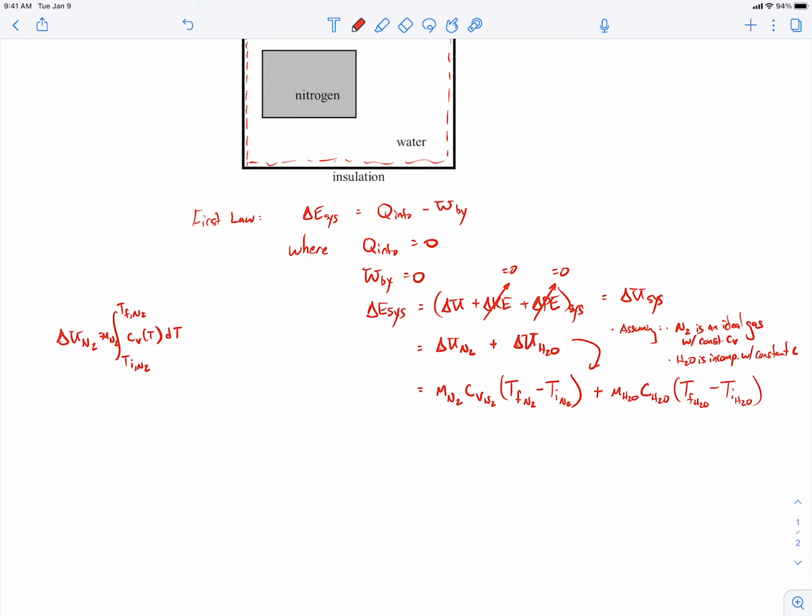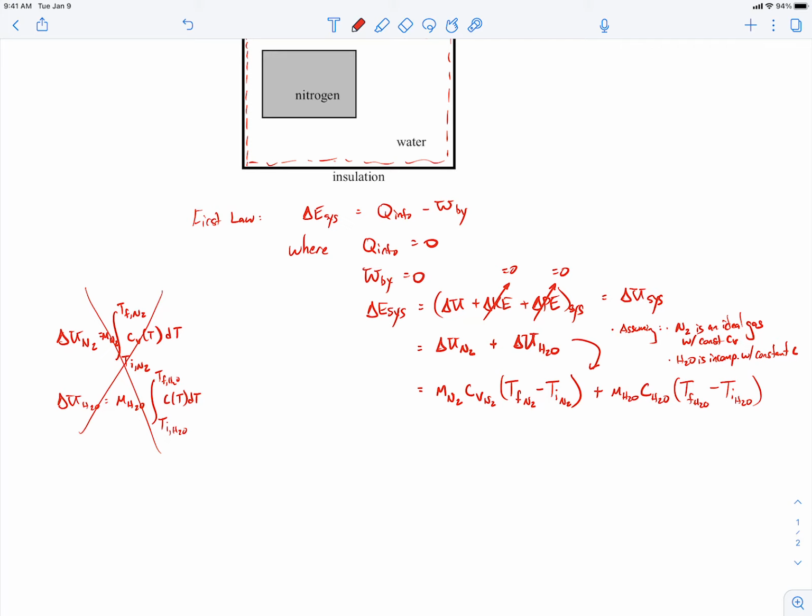And similarly, if I assume that the specific heat for the water wasn't a constant, I would have to write that as the mass of the water integrating from the initial temperature of the water to the final temperature of the water times C, which would be a function of temperature, times dt. So that's how I would account for the specific heat variation with temperature in both of those cases. But fortunately, the specific heats are assumed constant here, so I don't have to worry about that.